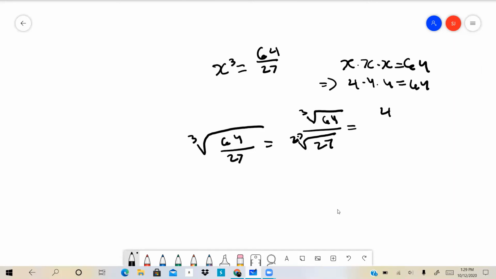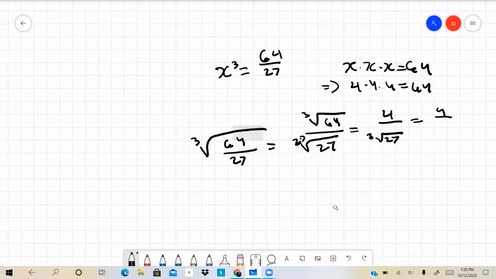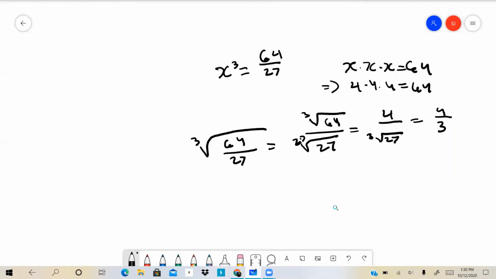So that means it's 4 over the cube root of 27. And so 4 over what? It has to be a factor of 27. Will 9 work? No, 9 times 9 is not 27. What about 3? 3 times 3 is 9, times 3 is 27. So it is 3, so it's 4 over 3. And there you have it, folks, our answer.